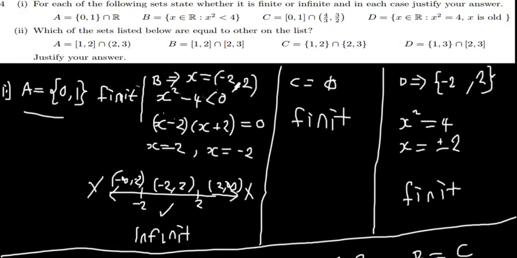But if they were to ask us which sets are equivalent, definitely B, C and D will be equivalent because they contain the same number of elements. So B, C and D are equivalent, but when you talk of equal sets, it's only B and C which are equal.